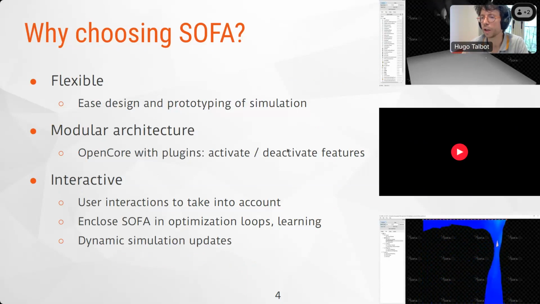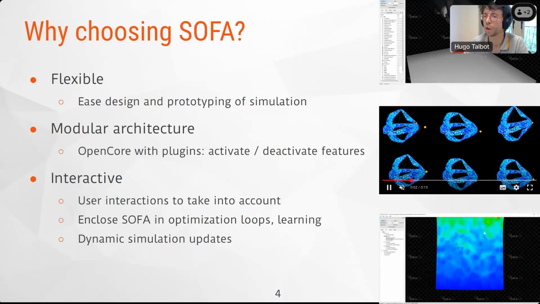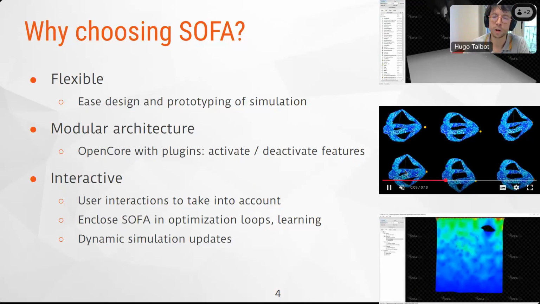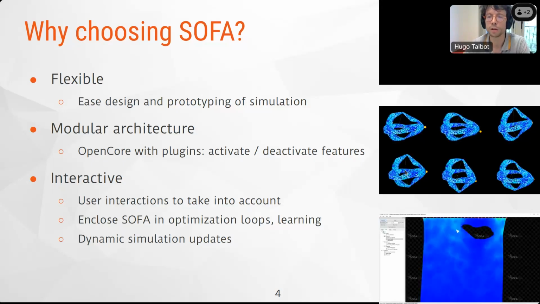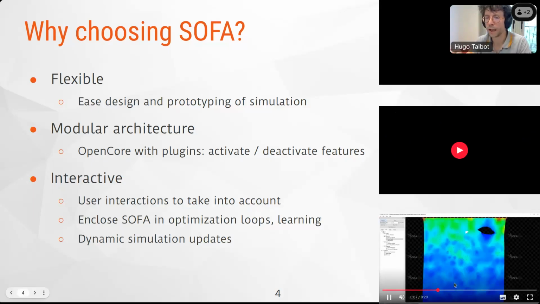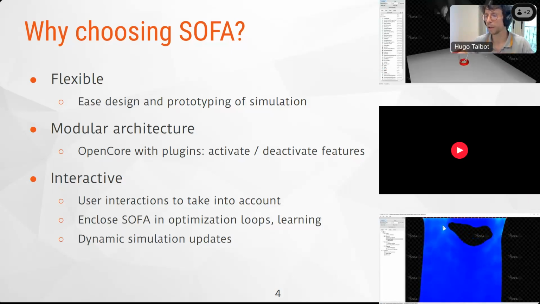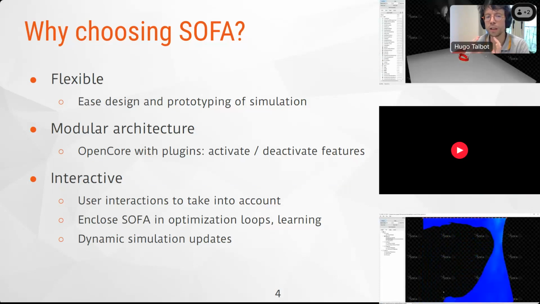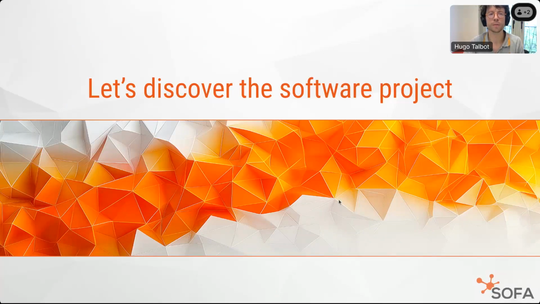SOFA is especially designed for simulation with a lot of interactivity. You can, for instance, see a simulation used within a learning process, where a reinforcement learning algorithm uses SOFA to learn how to control a robot. You can have a user who pulls and tears some tissue. Or on the top right, you can have a robot and possibly a user learning how to manipulate it with this simulation. The key word of SOFA is interactivity. That's really what makes SOFA specific compared to other solutions.